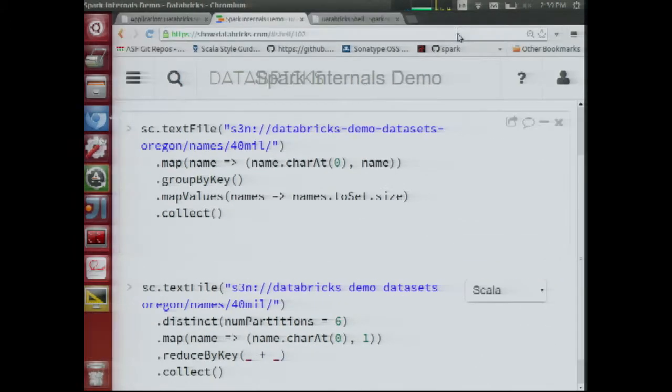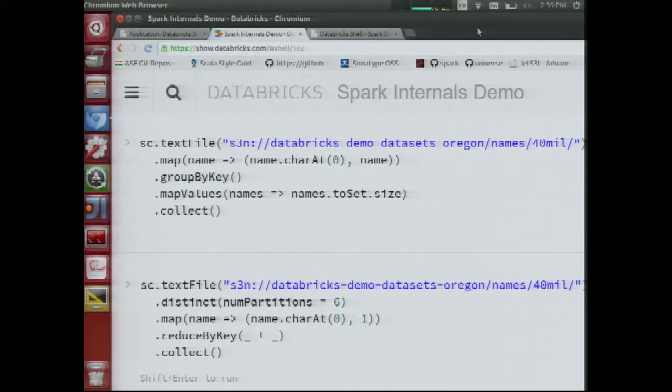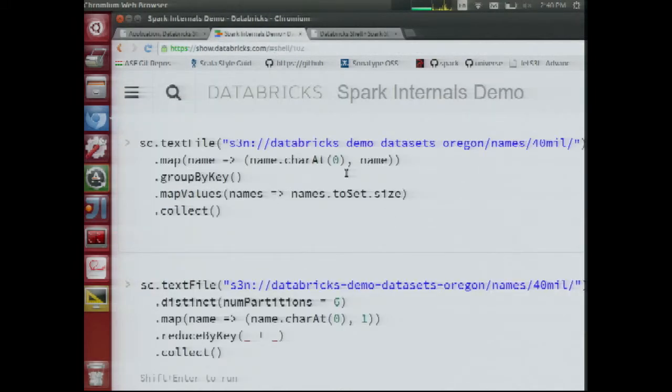Okay, this is in our product because it's very nice to do demos in it. What you'll see here is that this first one is the exact example we were looking at, except I replaced the HTTPS with S3. There are 40 million names in this data set. There are 4 gzipped files. To show you my cluster, let me go over here. You'll see that I have 3 machines with 1 core each. I really stripped these machines down. And now I will execute this.